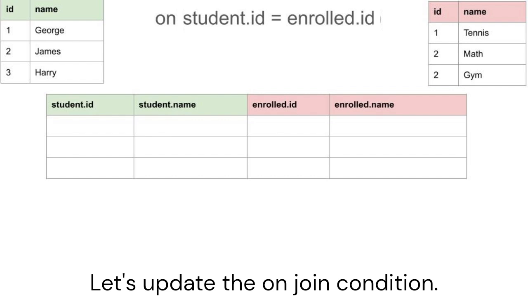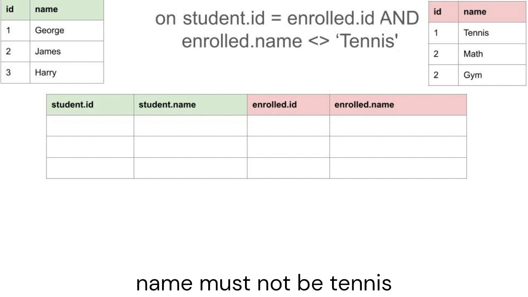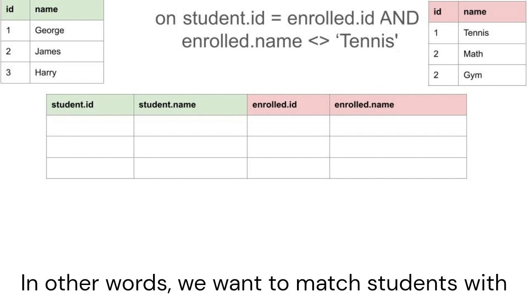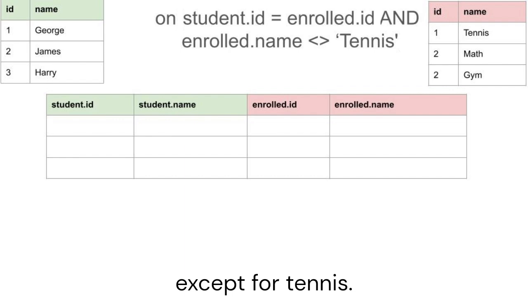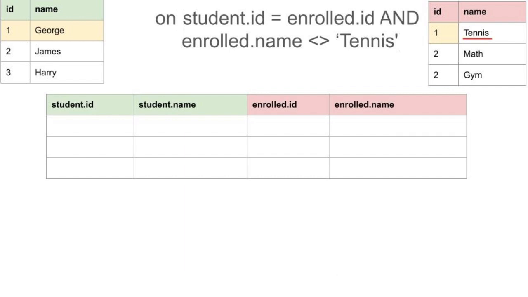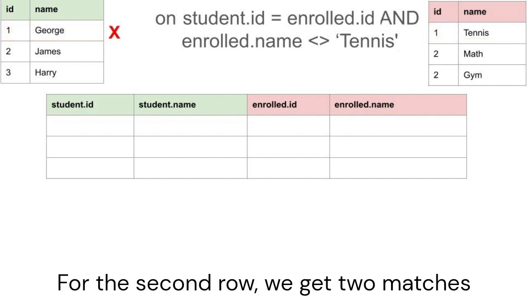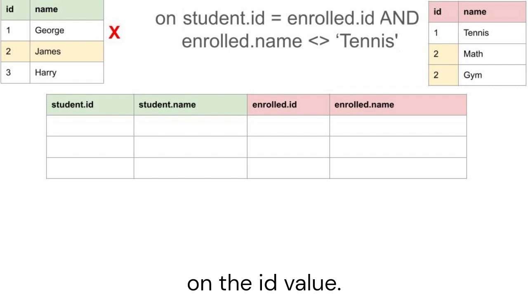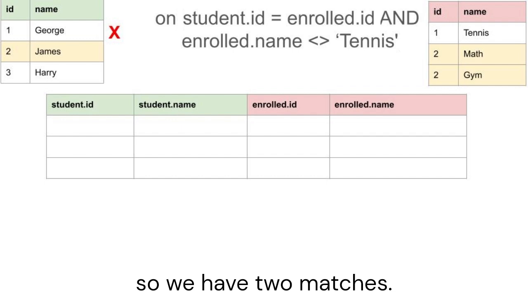Let's update the on-join condition. Now the ID values must match, and the course name must not be tennis. In other words, we want to match students with their course enrollments for all of the courses, except for tennis. For the first row, it has one match on the ID value, but the course name is tennis, so the first row doesn't have a match. For the second row, we get two matches on the ID value. Neither of the courses are tennis, so we have two matches.